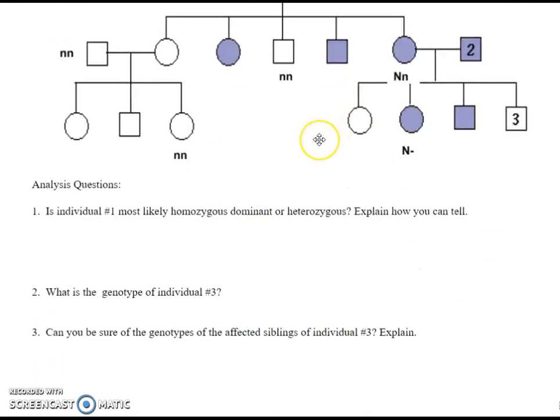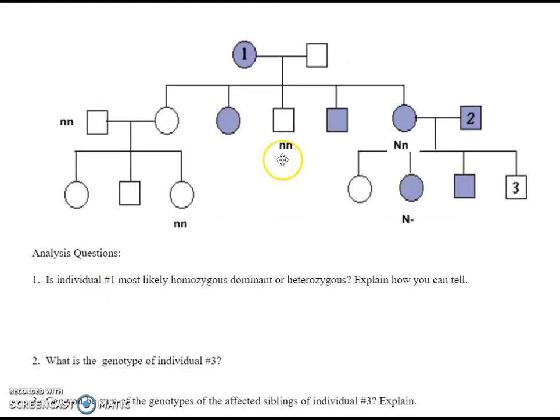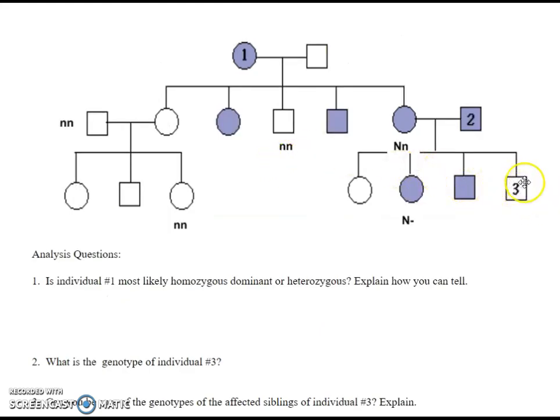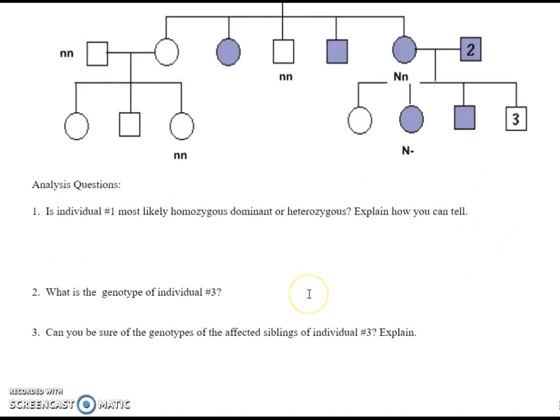All right. Number 2 says, what is the genotype of individual number 3? So we're looking at this male here, and that individual would be homozygous recessive, lowercase n. Number 3, can you be sure of the genotypes of the affected siblings of individual 3? So these are the siblings, right? Individual 3, this is his brother, his sister. These are his parents. And the answer you should have had there is no, you cannot be certain of that.